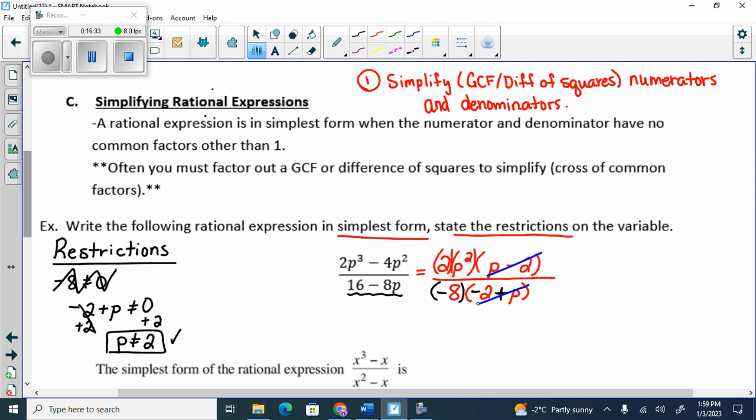And then 2 and -8, I can take a 2 out of. So 2 divided by 2 is 1. -8 divided by 2 is -4. So I'm left with a p squared on the top, because 1 times p squared times 1. Remember, those slanted lines are just ones. And then on the bottom, I'm left with -4. And then I have p can't equal 2. I always follow behind my answer with my non-permissible value for my restriction.